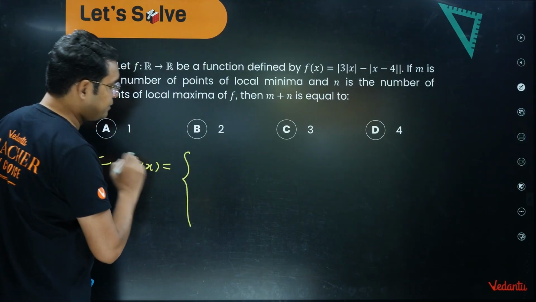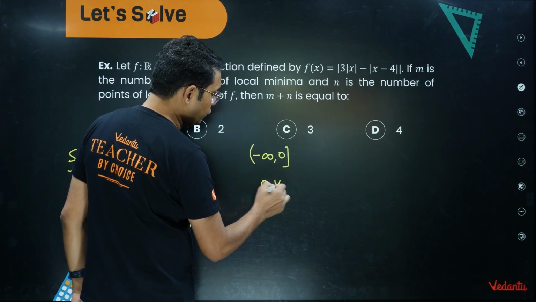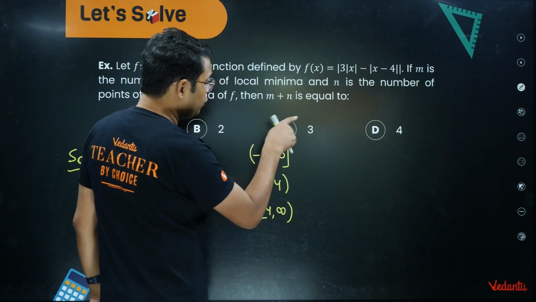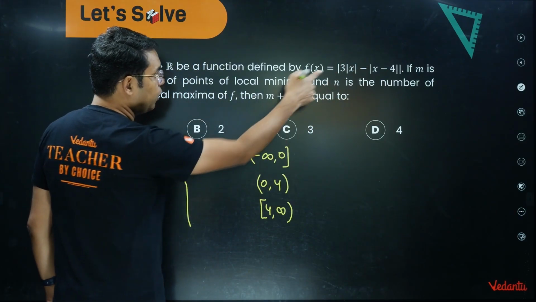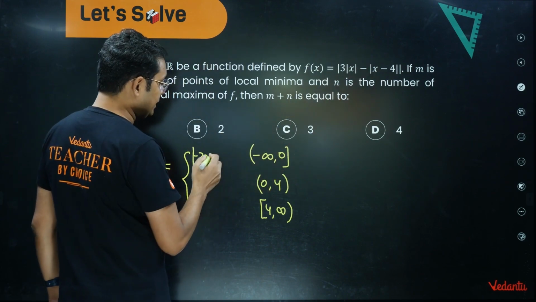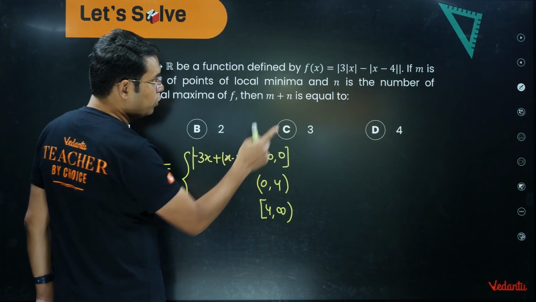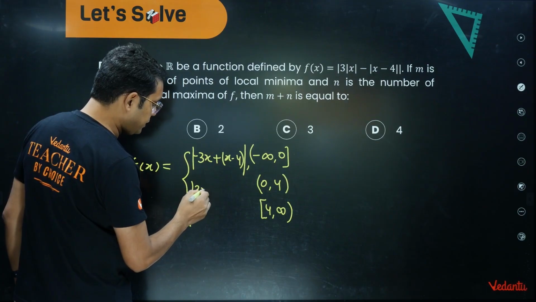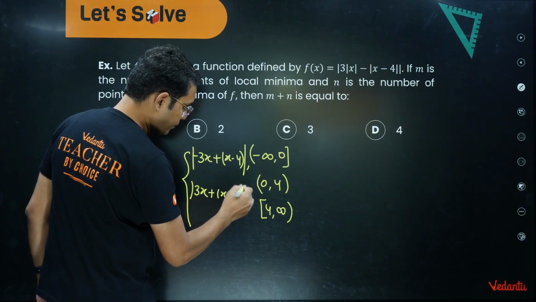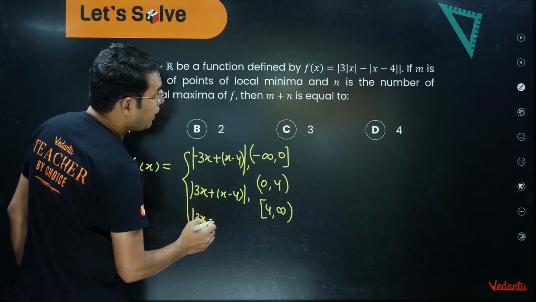So I can make 3 cases. One will be from minus infinity to 0. One will be from 0 to 4. And one will be from 4 to infinity. From minus infinity to 0, inside this mod, this will be opened with minus sign, so minus 3x. This will also open with minus sign, so it will become plus x minus 4. For 0 to 4, this will be opened with plus sign, so 3x. This will be with minus sign, so minus minus plus x minus 4. And in the last one, everything will open with positive sign, so 3x and minus x minus 4.